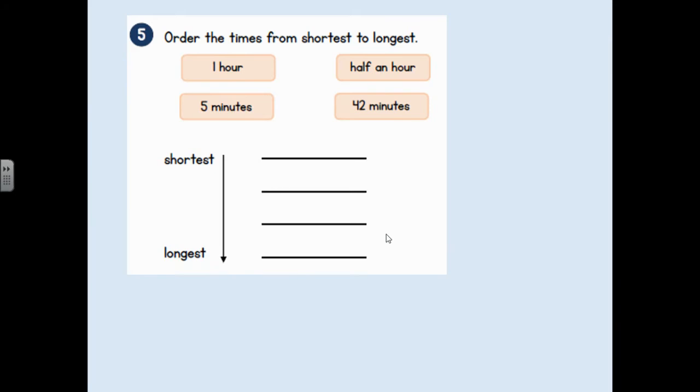Question number 5. Order the times from shortest to longest. So you got 1 hour, 5 minutes, half an hour, and 42 minutes. So starting from the shortest, going all the way to the longest time.